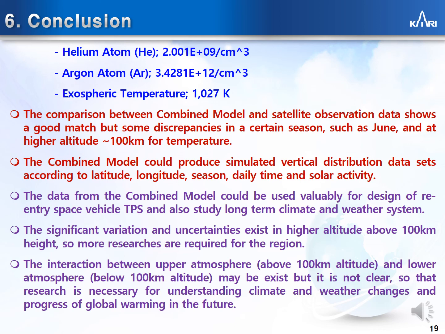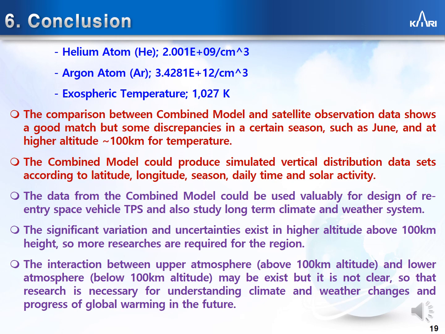The comparison between combined model and satellite observation data shows a good match, but some discrepancies in a certain season, such as June, and at higher altitude around 100 km for temperature. The combined model could produce simulated vertical distribution data set according to latitude, longitude, season, daily time, and solar activity. The data from combined model could be used valuably for design of re-entry space vehicles, TPS, and also to study long-term climate and weather system.